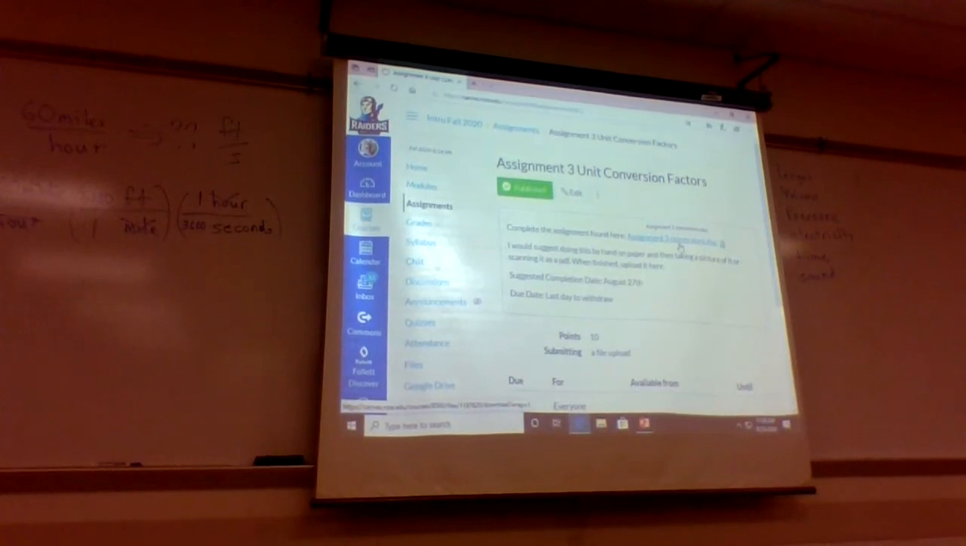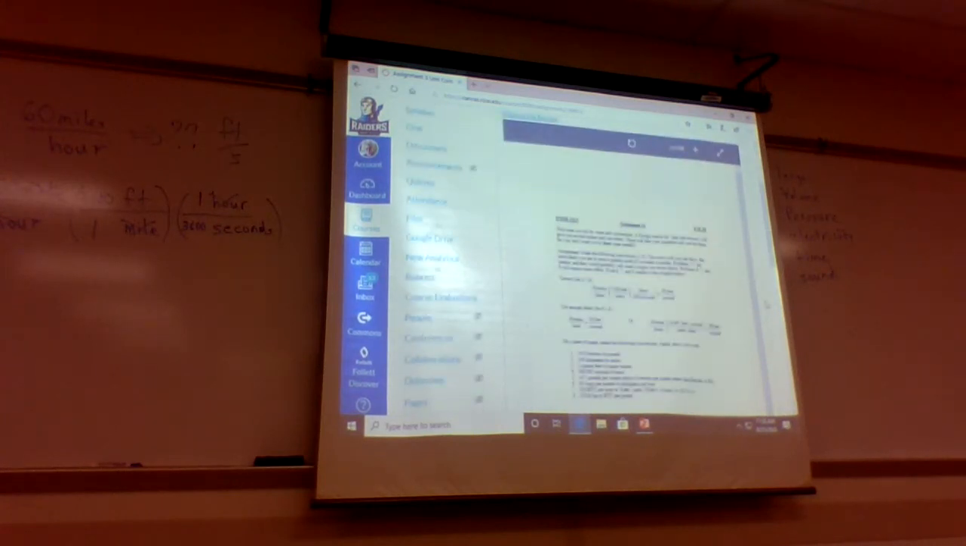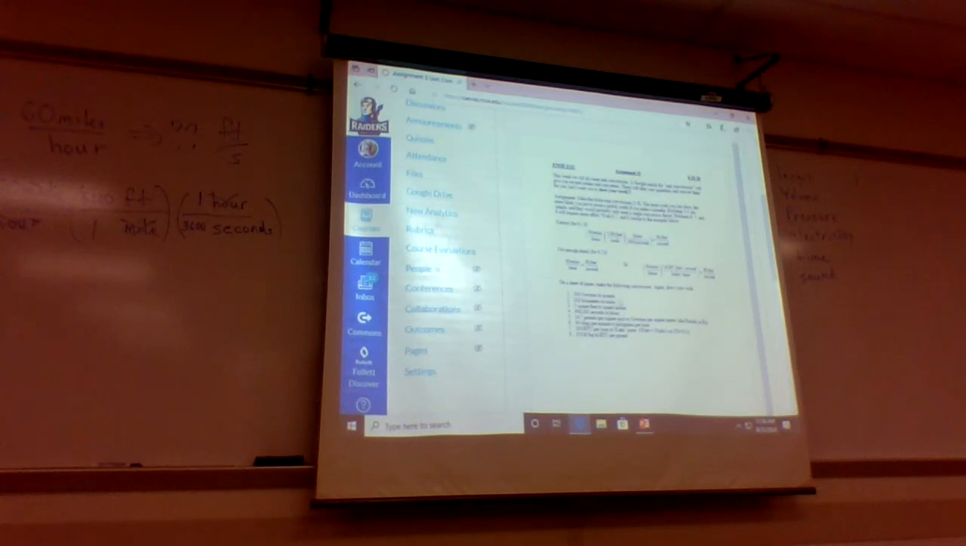There's a place here you can upload a file. If you're struggling with any of this, come see me. Let's make sure we get you the help in Canvas you need. But what I would suggest is just work these out by hand on paper, and then take a picture or scan it to a PDF using your device. Okay? There's some instructions here. Read through the document. Basically, I've got 8 conversion factors I'm asking you to do. And when you read through, it's going to say, by the way, numbers 5 through 8, you probably want to do in multiple steps.